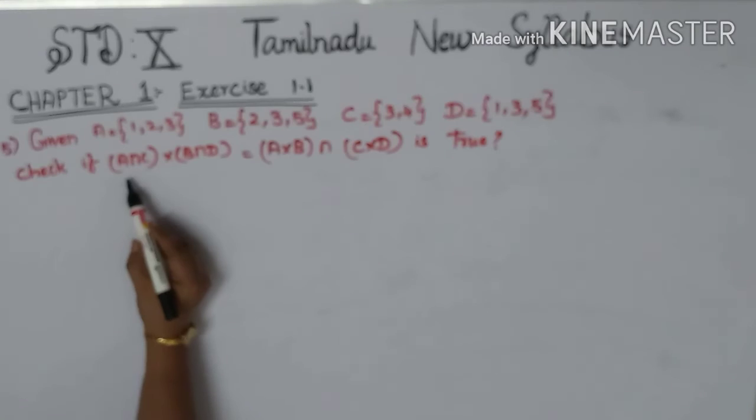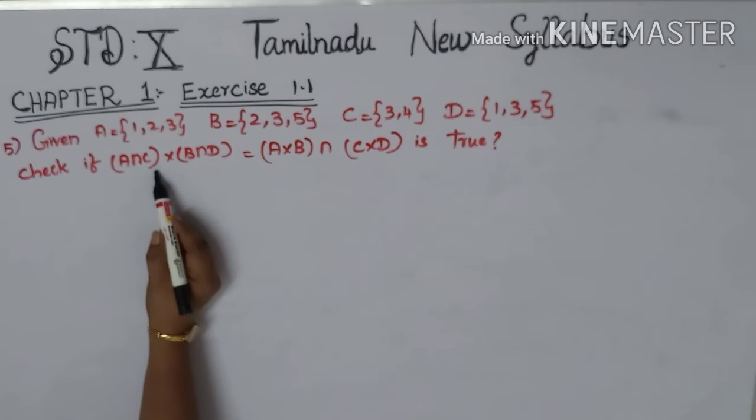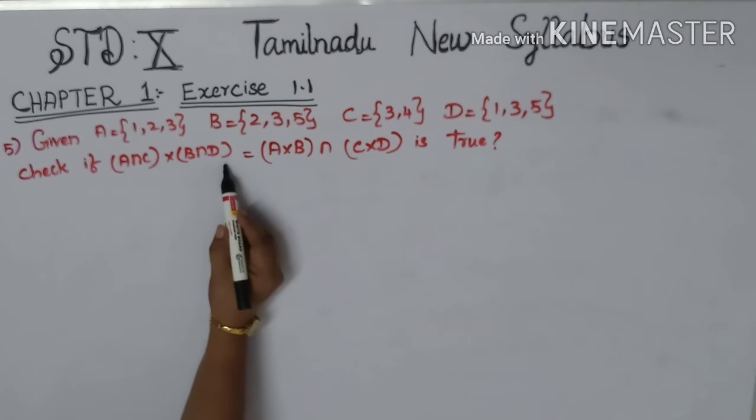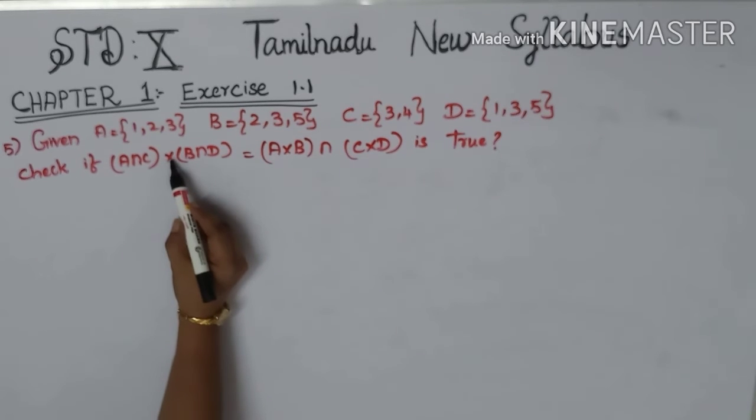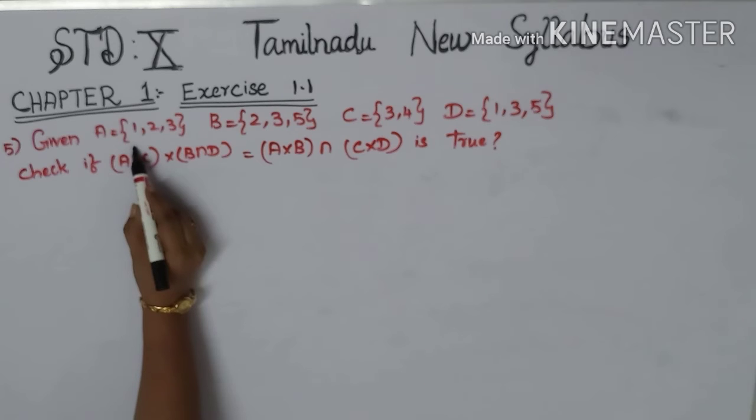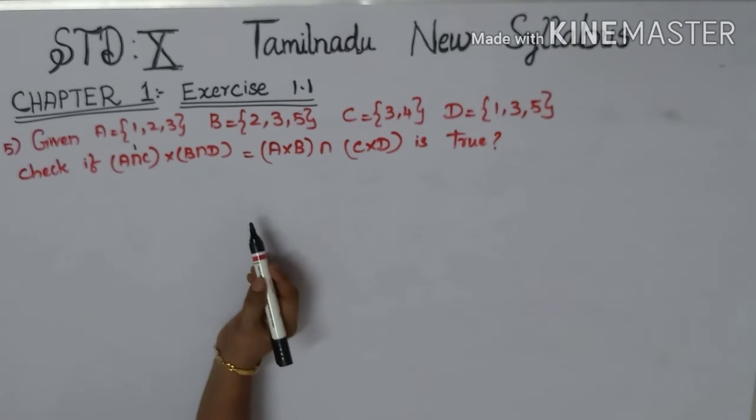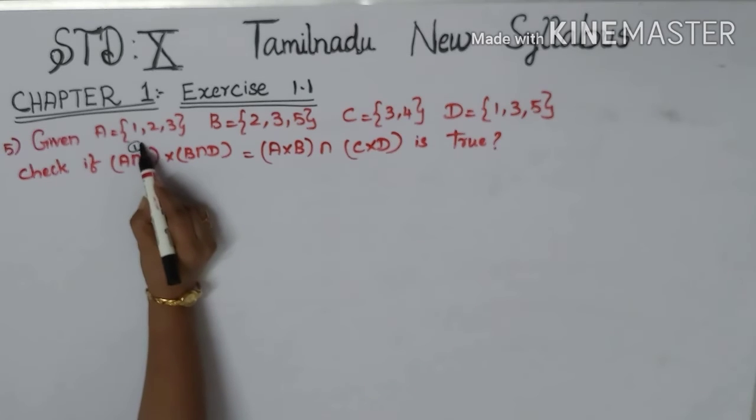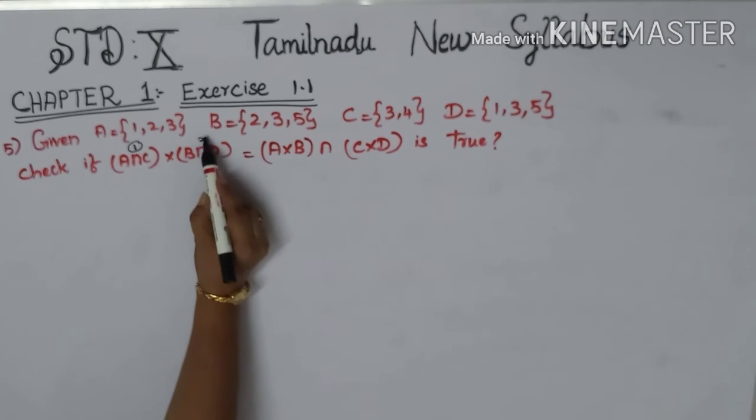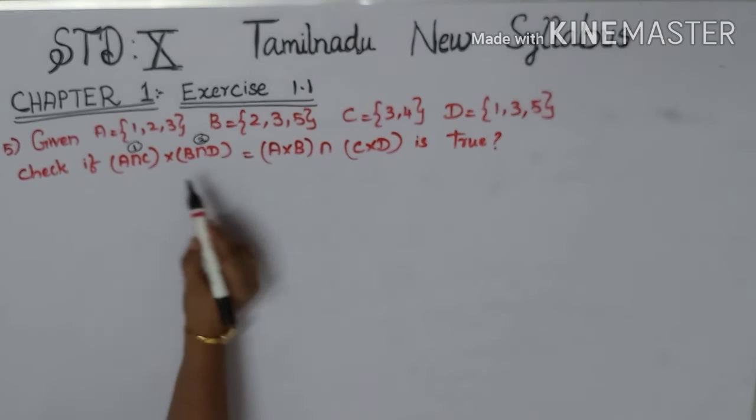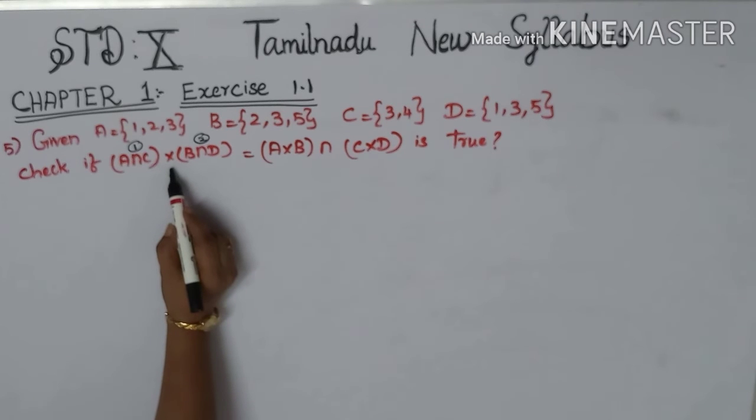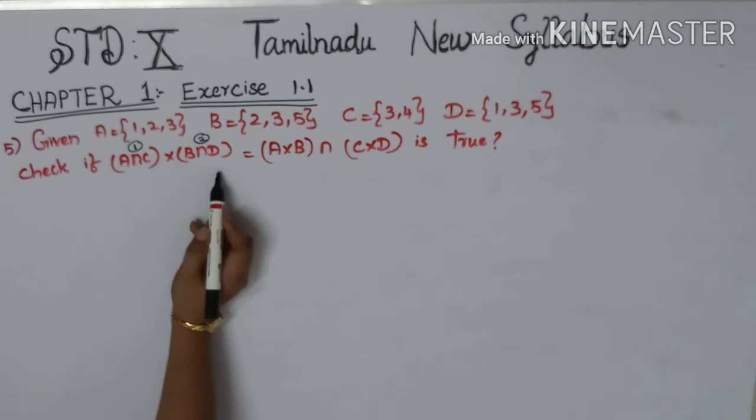Okay. So check your left hand side. It is (A ∩ C) × (B ∩ D). By seeing your question itself, your first step is you will have to find your A intersection C. Your second step is B intersection D. You will have to find it. Then for both the answers, you will have to find your cross product. This is your left hand side.